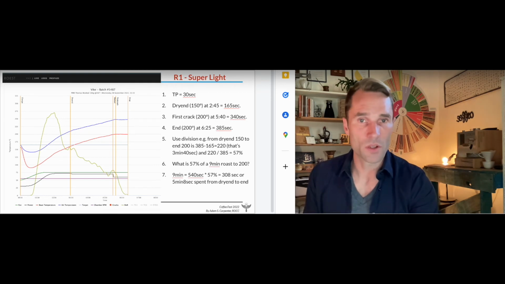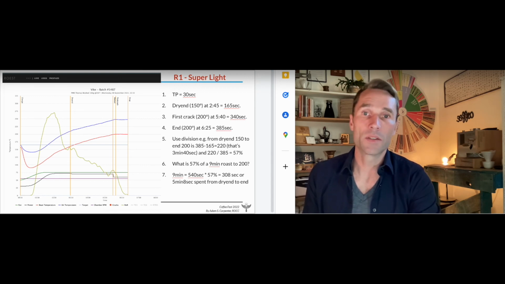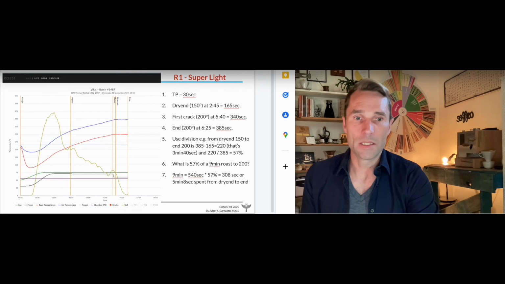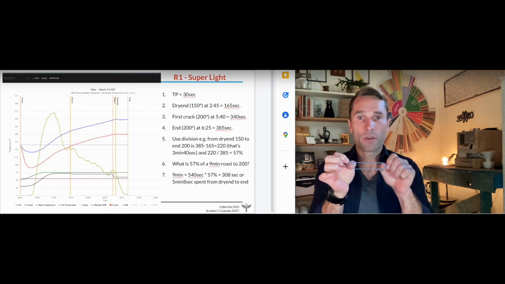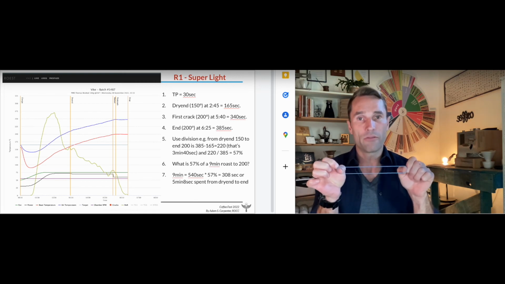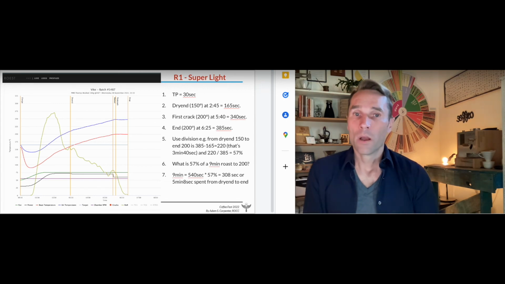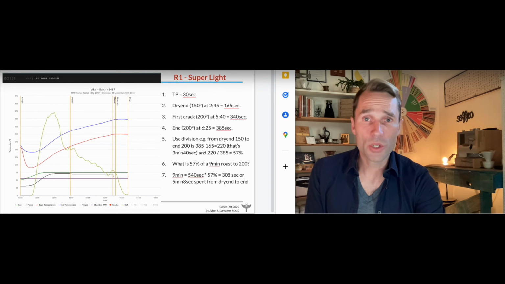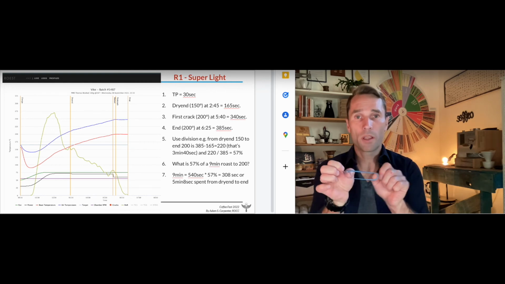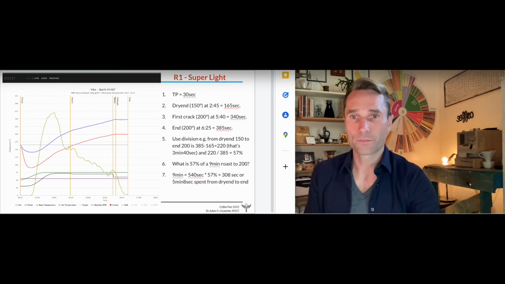10 minutes is 600 seconds. So 19% of 600 seconds is 114 seconds, or a minute 54. So what was a minute 14 in the sample roast for development becomes a minute 54 in our production roast. Again, this is a model and a method, but the logic is quite straightforward when you think about that scaling.